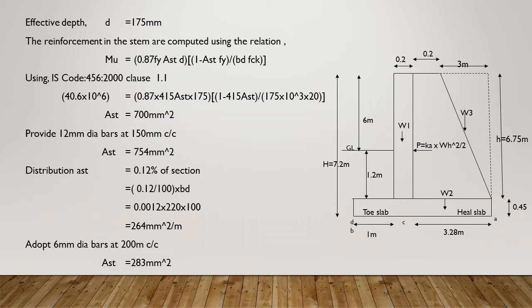Next, find the spacing. So provide 12 mm dia bars at 150 mm center to center spacing. Then minimum reinforcement is 0.12% of cross section area. So 0.12 divided by 100 into b into d, 0.12 into 220 into 100, is equal to 264 mm square per meter. Next we can find the spacing in the same way as for the minimum reinforcement. Adopt 6 mm dia bars at 220 mm center to center distance.